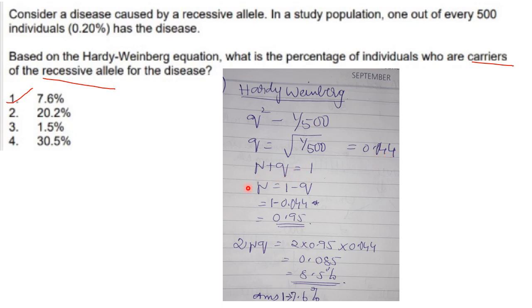Then p plus q is 1. P is 1 minus q. So 1 minus 0.044 is giving you 0.95. 2pq is 2 into 0.95, which will give you around 8.5%. And this is close to answer 1, that is 7.6%. So the answer here is option 1.